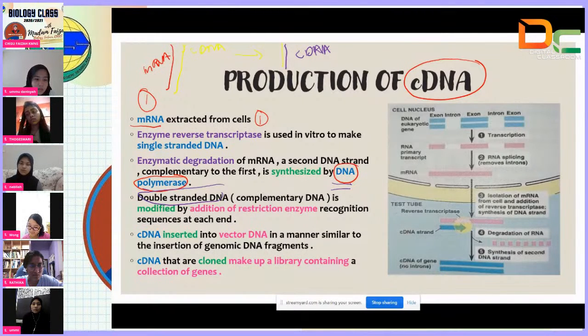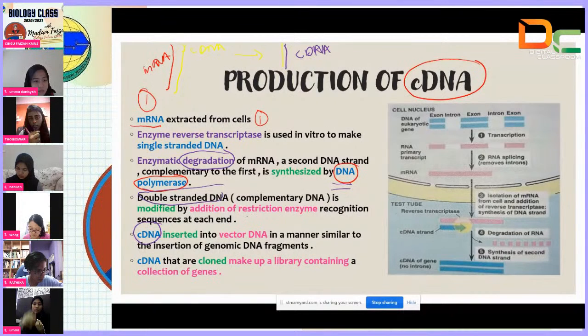What happened to the mRNA just now, class? It will undergo degradation. Right? Okay, so with the double-stranded DNA, how do we continue to produce insulin? How are we going to multiply the cDNA? So we want to multiply the cDNA, guys? By addition of restriction enzyme.